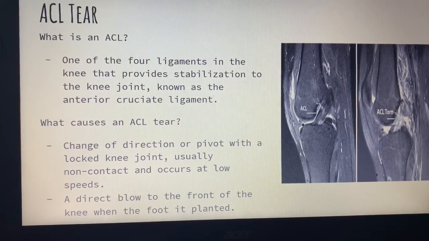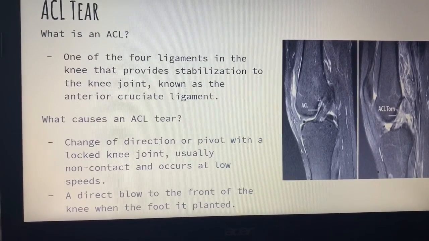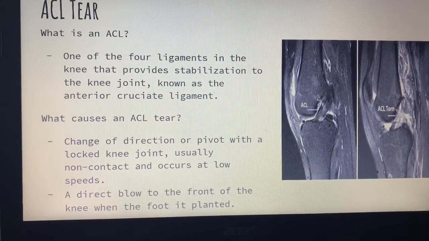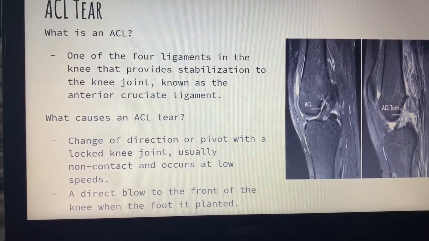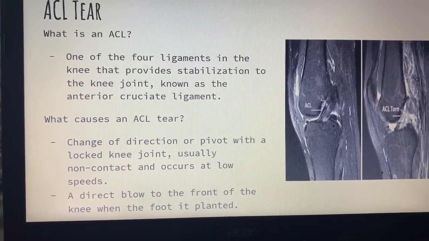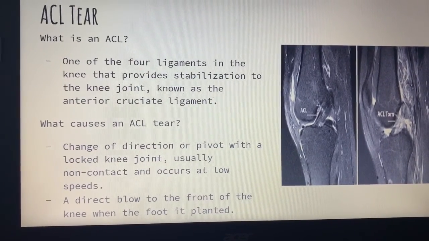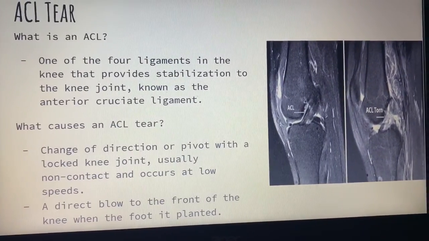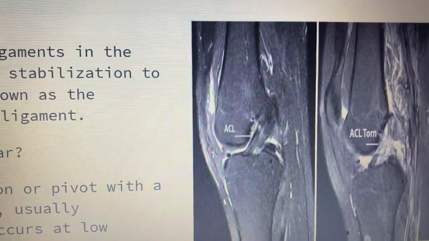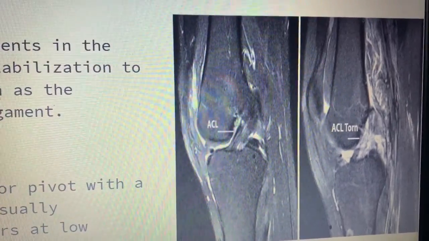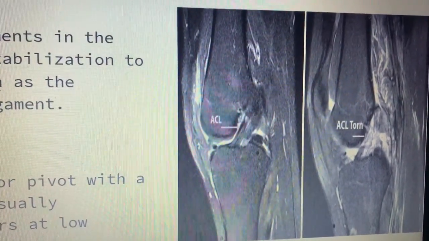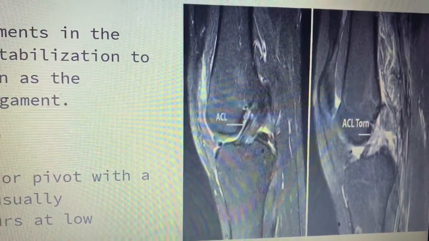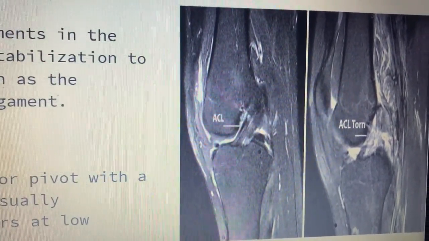What causes an ACL tear? Well, a change of direction or pivot with a locked knee joint, usually non-contact, but it also occurs at low speeds, or a direct blow to the front of the knee when the foot is planted. An example of this may be a tackle in football or soccer. So if you look to the right, it's quite obvious that that is a normal ACL and that is a torn ACL. The damage is shown with more of the white color from the scan.